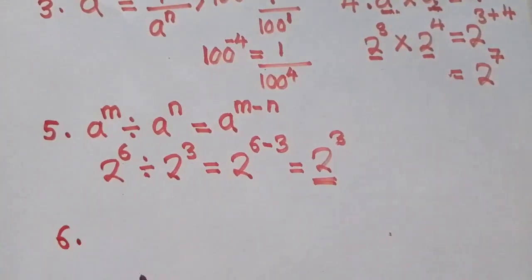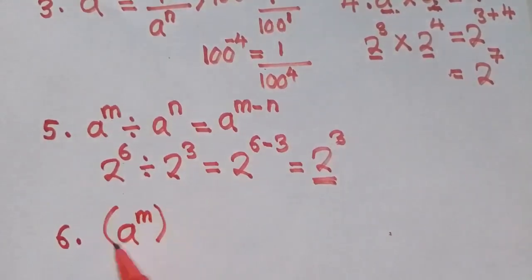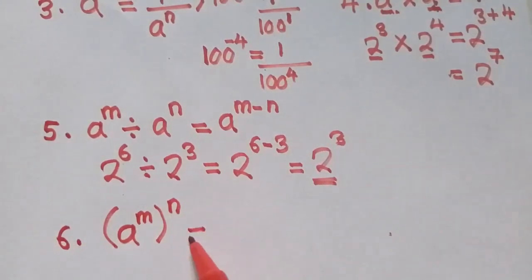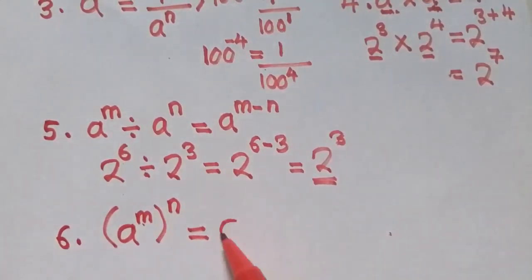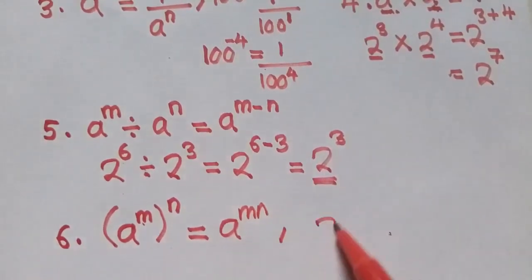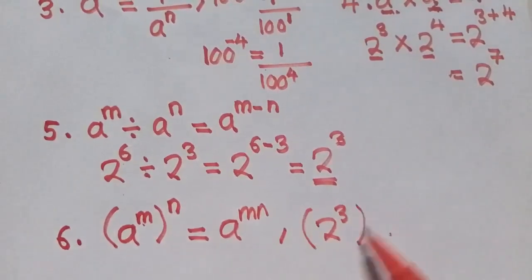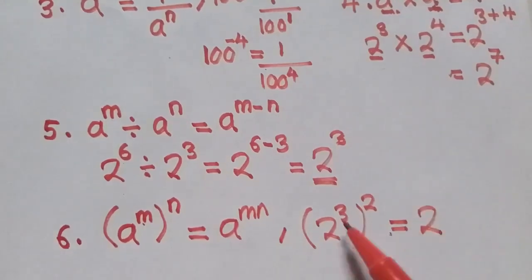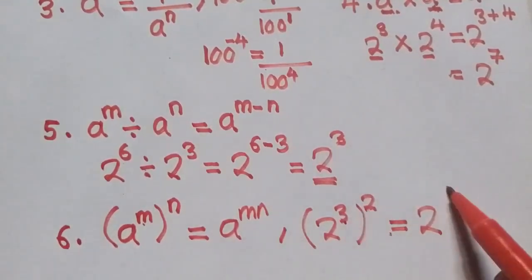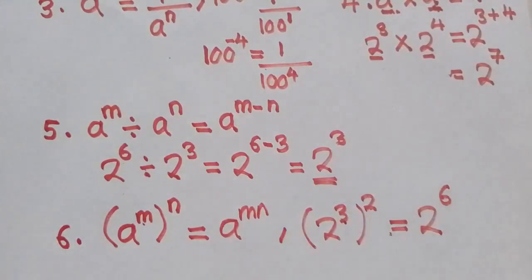The number 6 is that whenever you've got a number like this, have you seen, then you've got the n outside, which means that these ones you multiply, m times n. Let's say we've got 2 to the power 3, then we've got a 2 outside. This is the same as 2 to the power, when you multiply these two, what are you going to have? 6. This is what you need to understand. You just need to multiply the powers.